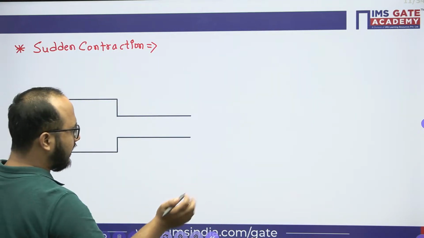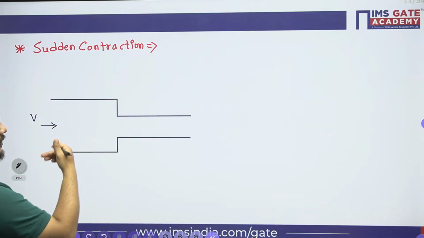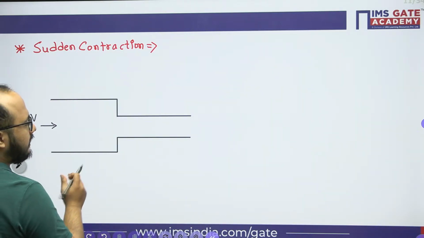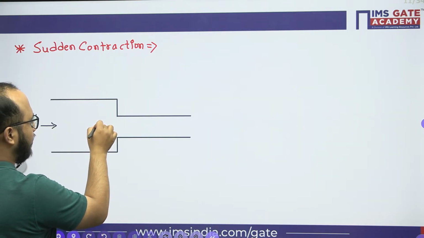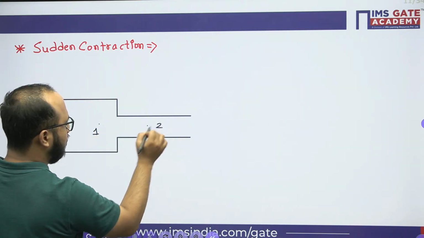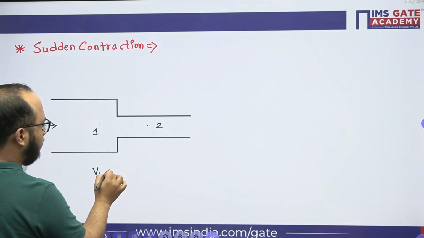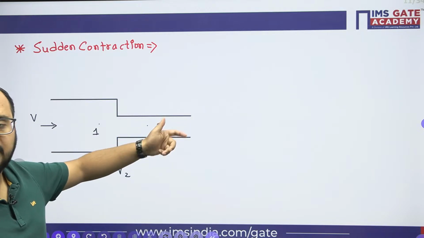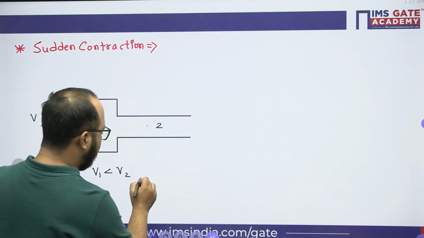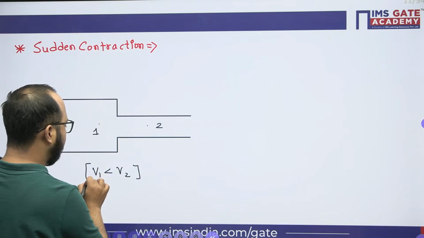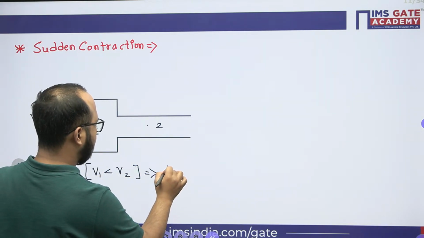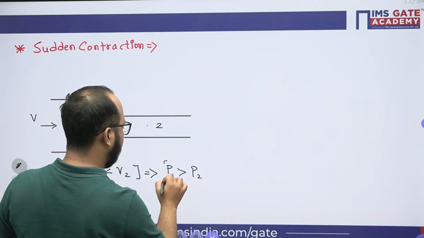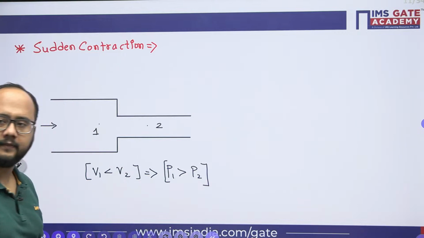So if I take any datum, the datum point will be the same because it is horizontal. Now it depends upon the pressure changes. If I consider point 1 here and point 2 here, obviously V1 will be less than V2 because the cross-sectional area at section 2 is less, so velocity will be higher. Because of that, the pressure at 1 will be more as compared to pressure P2. I hope the point is clear.